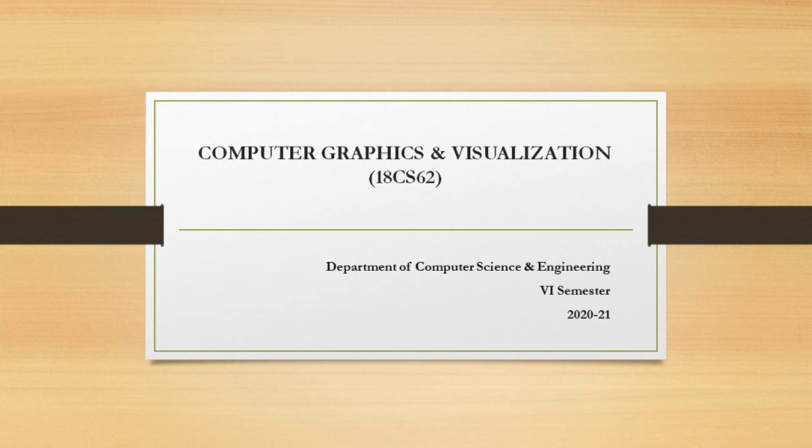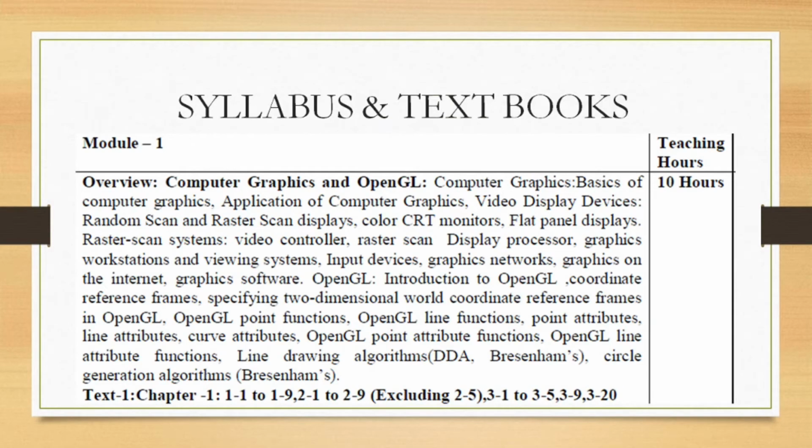It is one of the subjects for the 6th semester for the academic year 2021. First we will discuss the syllabus and the textbook. We have here module 1. Module 1 is overview, computer graphics and OpenGL.